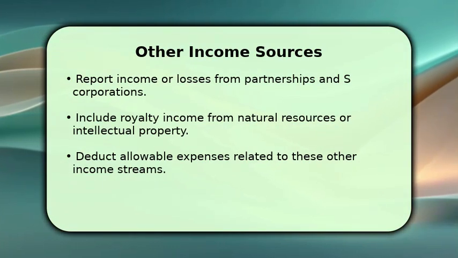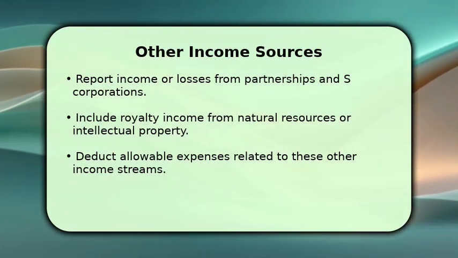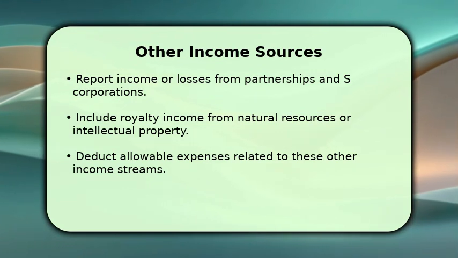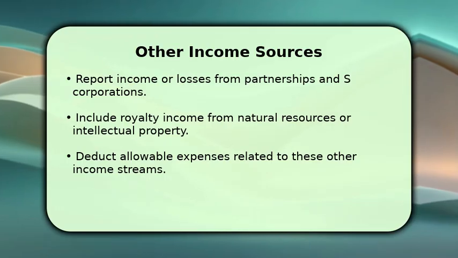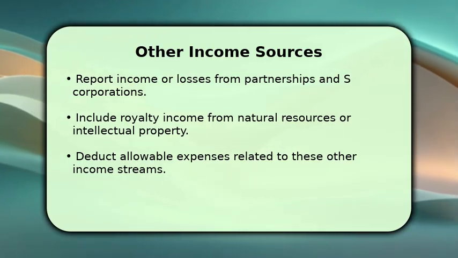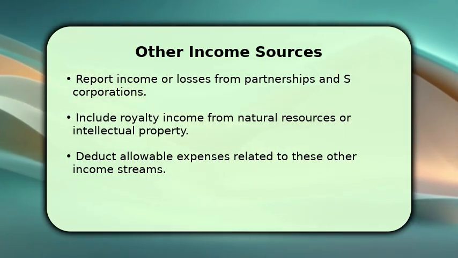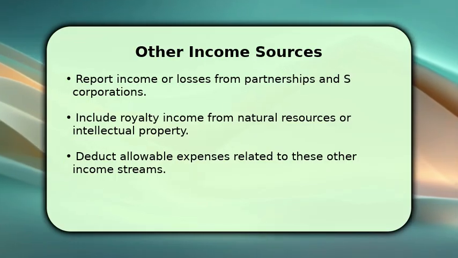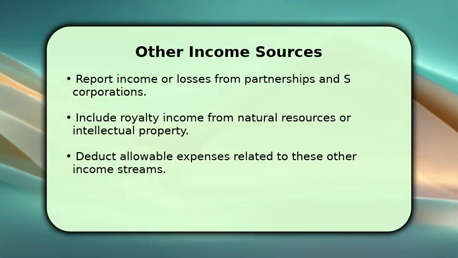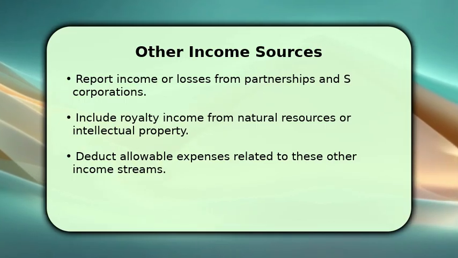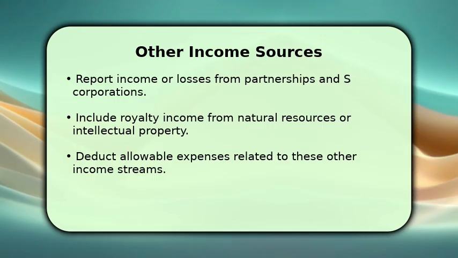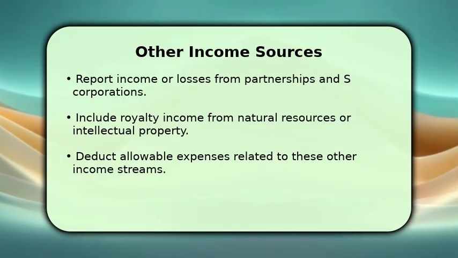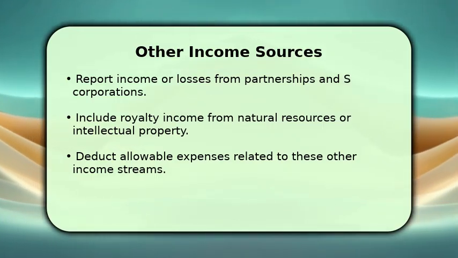Schedule E also covers income and losses from partnerships and S-corporations, typically reported to you on a Schedule K-1. You'll also report royalty income, whether from oil and gas leases or intellectual property like books or music. Remember to deduct any ordinary and necessary expenses associated with generating this royalty income. This ensures your taxable income accurately reflects your net earnings from these diverse sources.